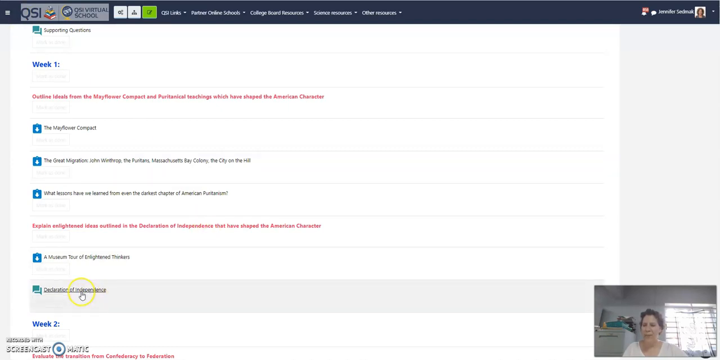And then you'll wrap up the week participating in another forum on the Declaration of Independence. As I said, the goal here is for you to recognize how enlightened thought influenced that and how the Declaration of Independence has impacted the American character. So that's the first week of Essential Unit 2 in a nutshell.